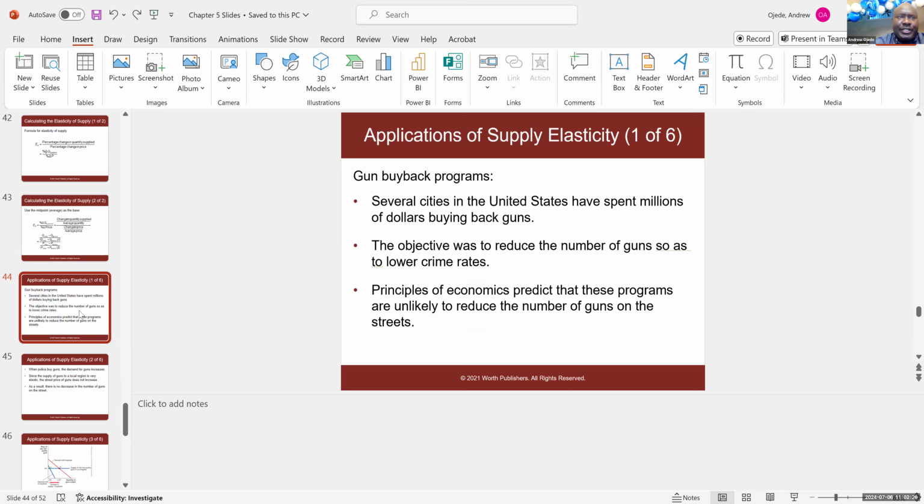So here's an application, just to wind up a little bit. There's been a program by the federal government about gun buyback programs. Several cities in the United States have spent millions of dollars buying back guns, as one part of gun control policies. The objective was to reduce the number of guns so as to lower crime rates. Principles of economics predict that these programs are unlikely to reduce the number of guns on the streets. Why?